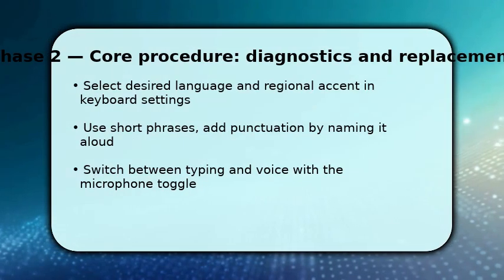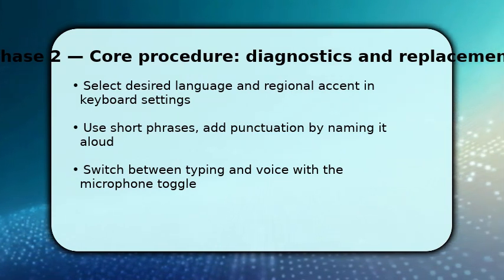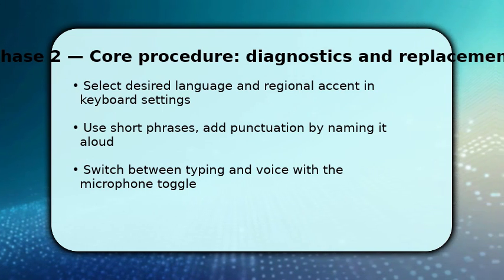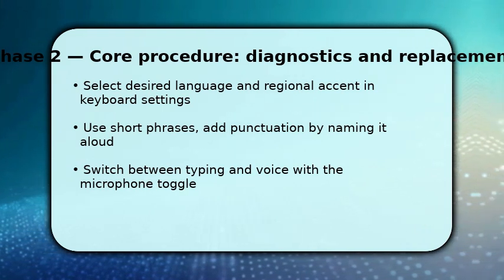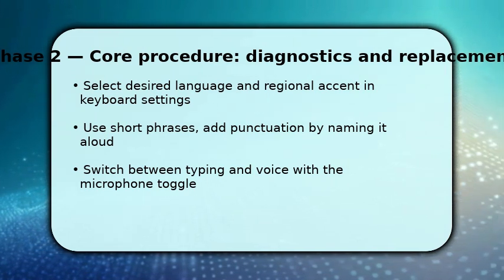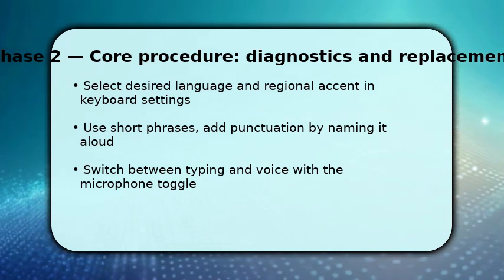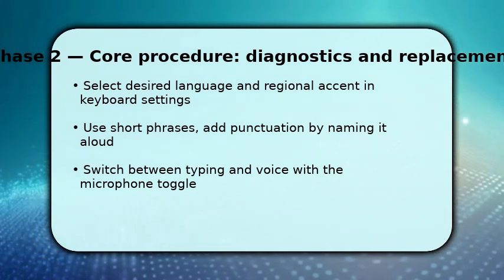Now you'll configure language and dictate. Go to keyboard settings, choose your language and preferred accent so the engine maps words correctly. Once set, return to the field and tap the microphone to dictate. Speak in short phrases. Pauses help the model segment sentences, and say punctuation like comma or period when needed. This ensures cleaner text you won't need to edit.